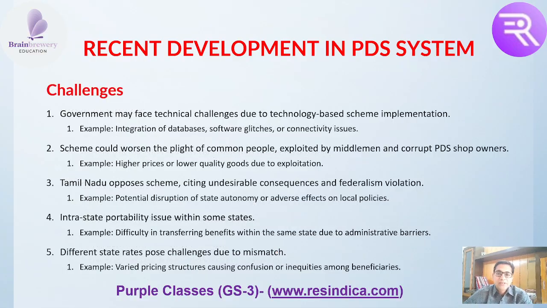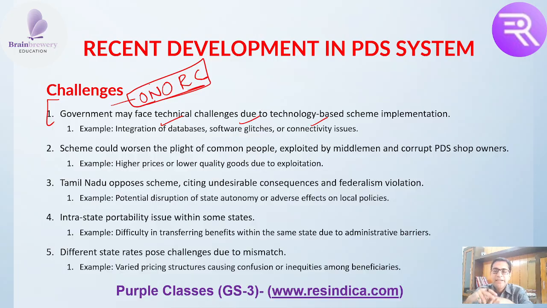Now, what are the challenges that we face while all this process is going on? The government may face technical challenges due to technology-based scheme implementation, like integration of the database, software glitches, or connectivity issues. Obviously, if we are going for One Nation One Ration Card, then there is an issue of proper integration of data at a total national level. So there are a lot of issues related to the database, software glitches, and connectivity.